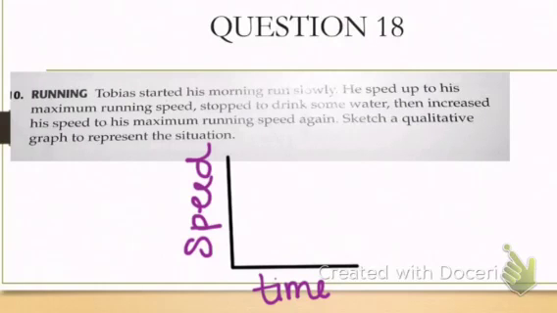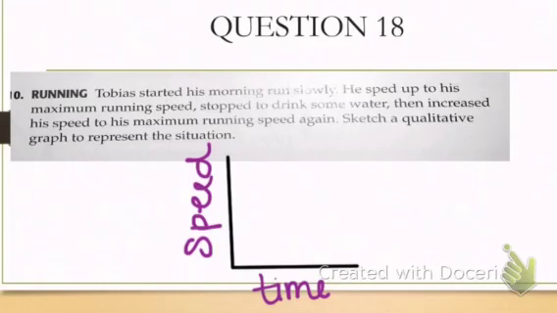In our last question, we are creating a qualitative graph about Tobias, who started his morning running slowly. He sped up to his maximum running speed, stopped to drink some water, and then increased his speed to his maximum running speed again. We're going to sketch that graph, and the first thing that we have to do again is determine what's our independent and what's our dependent variable. So in this case, we're comparing speed and time, where time is the x variable and speed is the y variable.